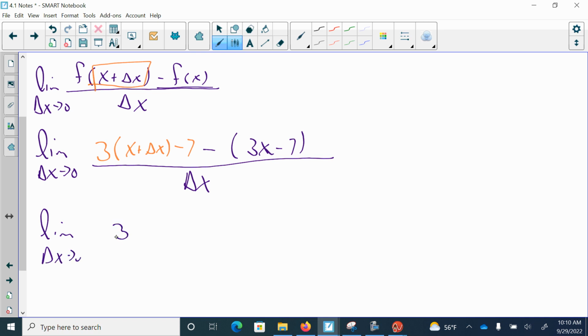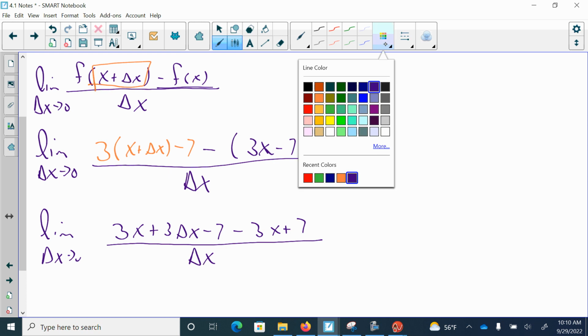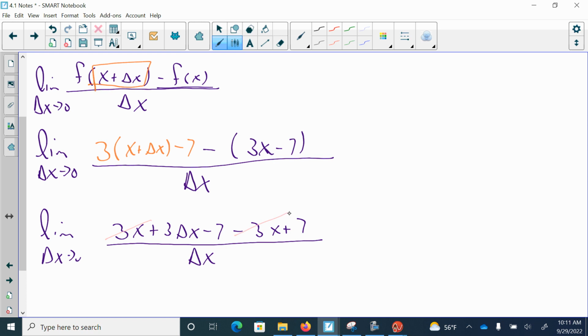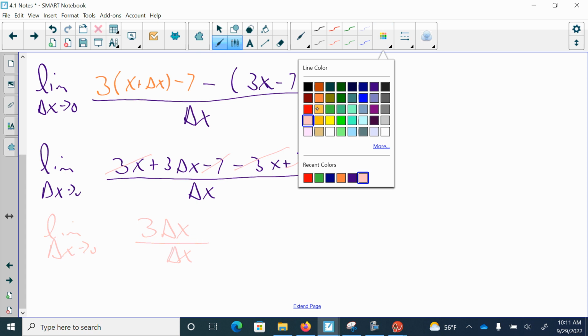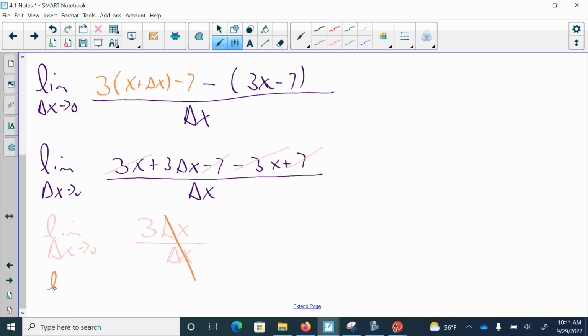Distributing my 3, I'm going to have 3x plus 3 delta x minus 7. Distributing my negative sign, I'm going to have minus 3x plus 7. And this is all over delta x. The 3x's will simplify. The 7's will equal 0. And I'm left with 3 delta x over delta x. What can simplify? The delta x's can simplify. When I simplify the delta x's, I am just left with 3.